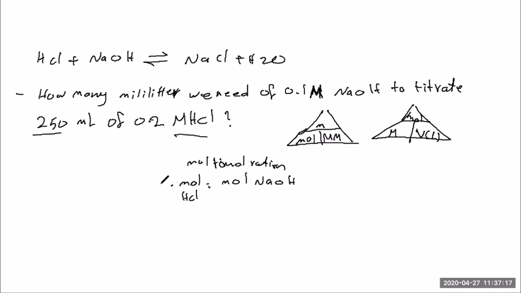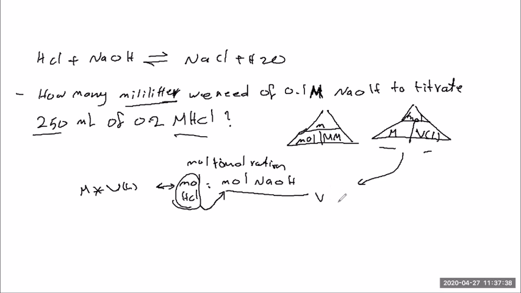This one we can reach from molarity times the volume for HCl. That times the volume in liter, we will get the mole of HCl. Then we will use the mole-to-mole ratio to calculate the mole of NaOH. Here they are asking for volume, in milliliters. So volume equals mole, which you will get here, divided by molarity, which you already have here.